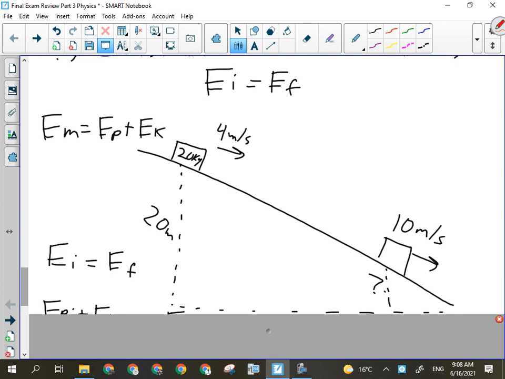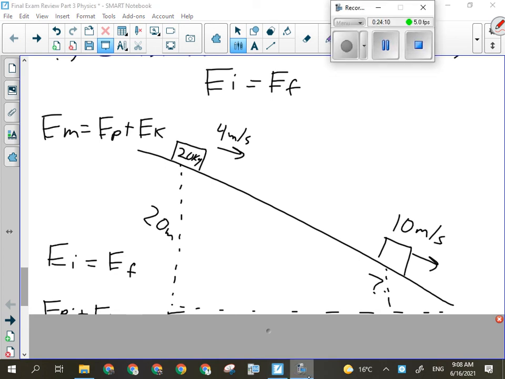Try this one. So we got this box sliding down a hill. The hill is 20 meters tall, and at the top of the hill, the box is moving at 4 meters per second. Nearer the bottom of the hill, it's moving at 10 meters per second. I want you to figure out how far above the bottom of the hill it is in the second position. I'll give you a few minutes to try that one on your own, and then we'll walk through it together.